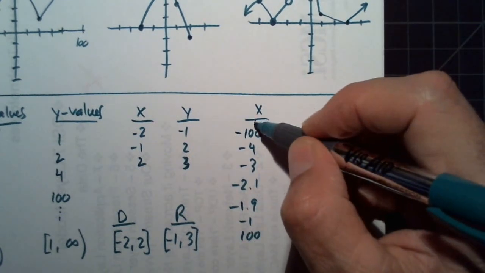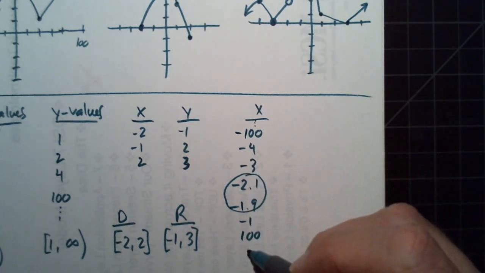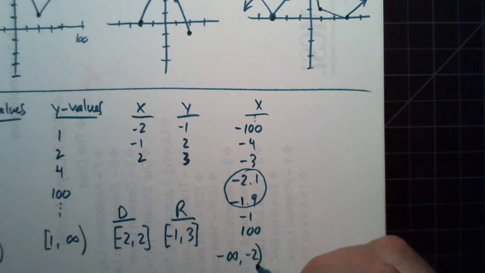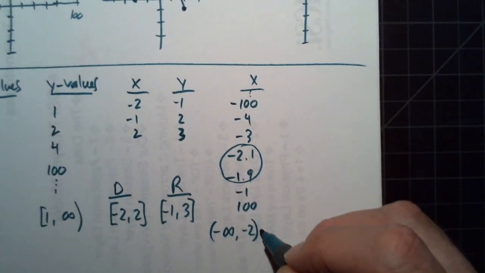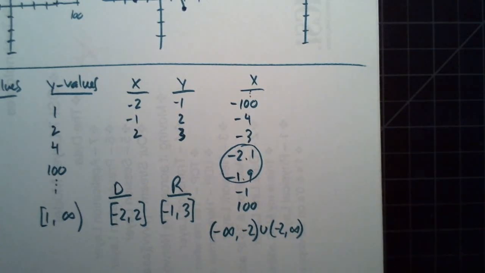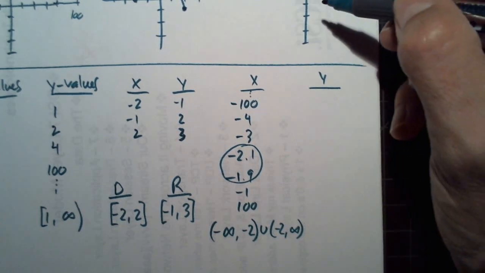So we go from -infinity. We have a problem here at -2, but then we go out to +infinity. So the domain is -infinity to -2, excluding -2. Then we go from -2 to infinity. Okay, the y values.